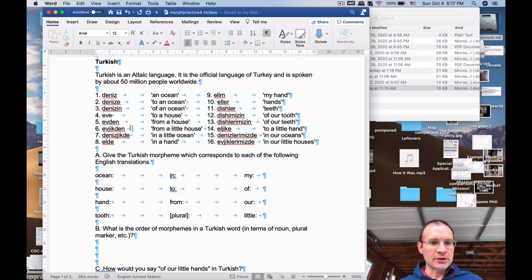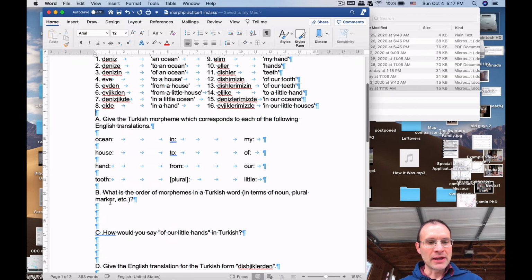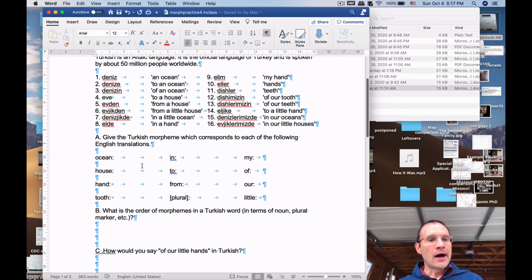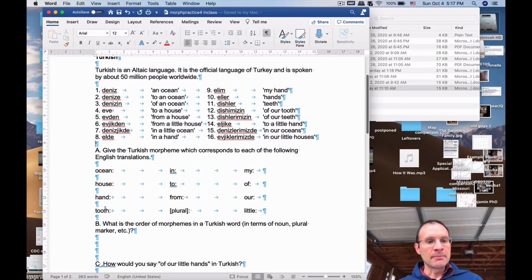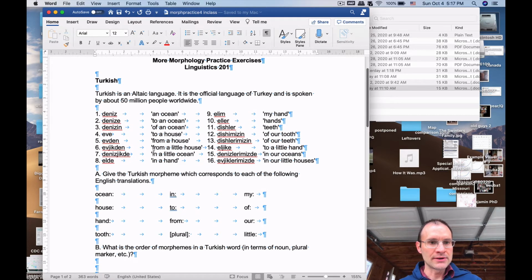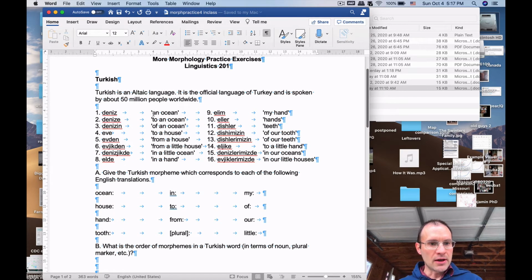What are the Turkish morphemes which correspond to the following English translations? And then we've got to figure out what the order of the morphemes is and so on and so forth. So I've broken these down by different nouns here in the left-hand column, and then there's a couple of different prepositions and other forms like possessive pronouns, so on and so forth. So when we get to this second question, we're going to characterize our answer in terms of those basic grammatical categories.